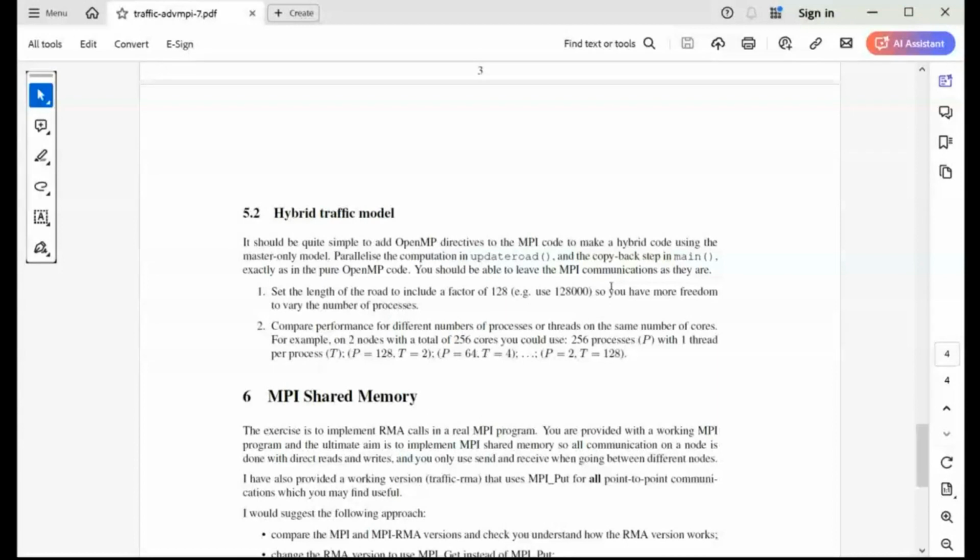The second point is just to warn you, the code requires that the road size is exactly a multiple of the number of processes. It doesn't check this, just for simplicity. If you don't, you may get a different answer, so that's why I say set the length of the road to include a factor of 128. That means it will divide exactly on any power of 2 number of processes anyway. The code is deliberately very simple, so it doesn't actually check that.